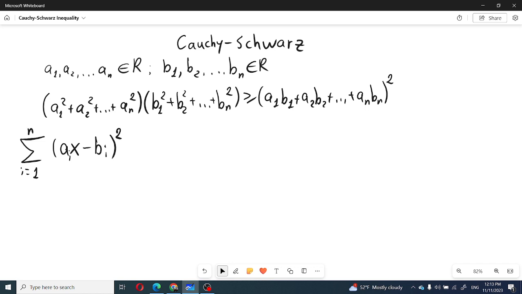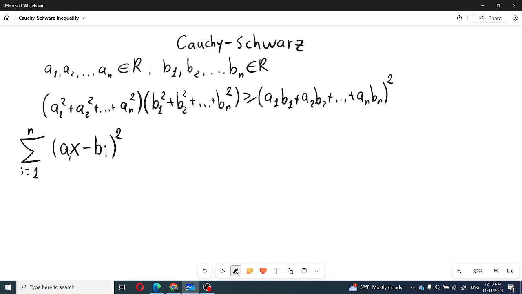n real numbers b1 all the way up to bn, then (a1 square plus a2 square plus up to an square) times (b1 square plus b2 square, then up to bn square) is greater or equal to (a1 times b1 plus a2 times b2 plus up to an times bn) square. Today we will discuss three different proofs of this one.